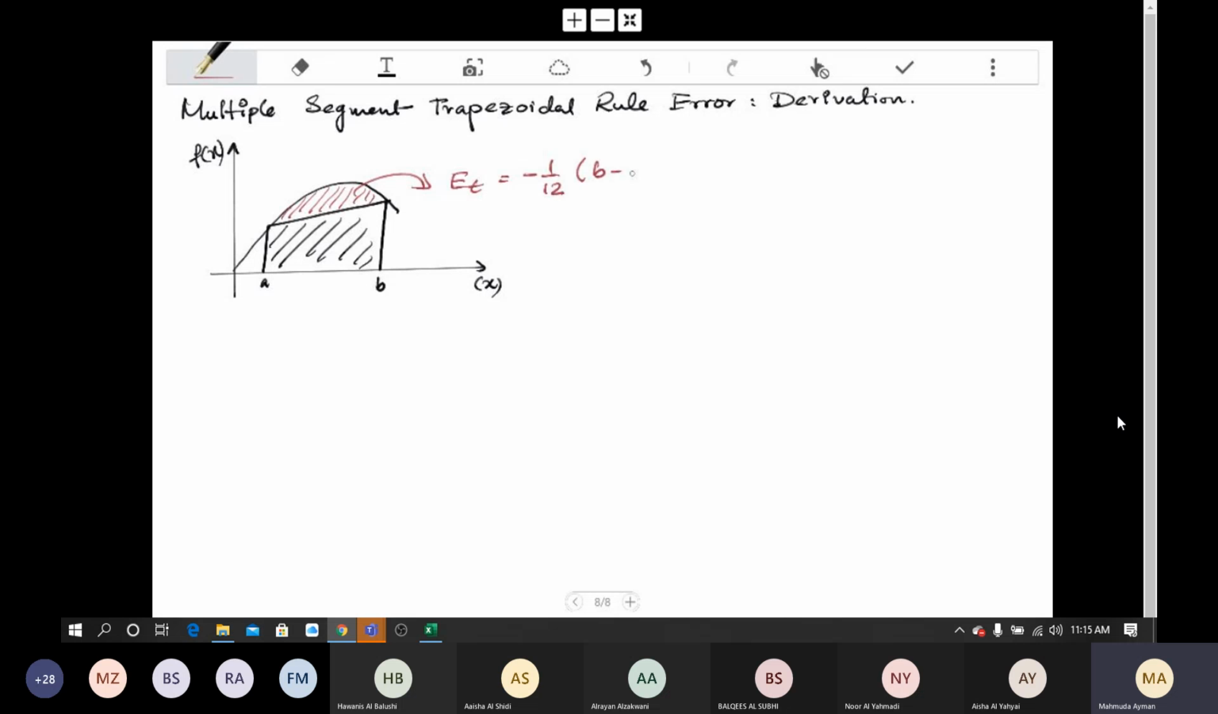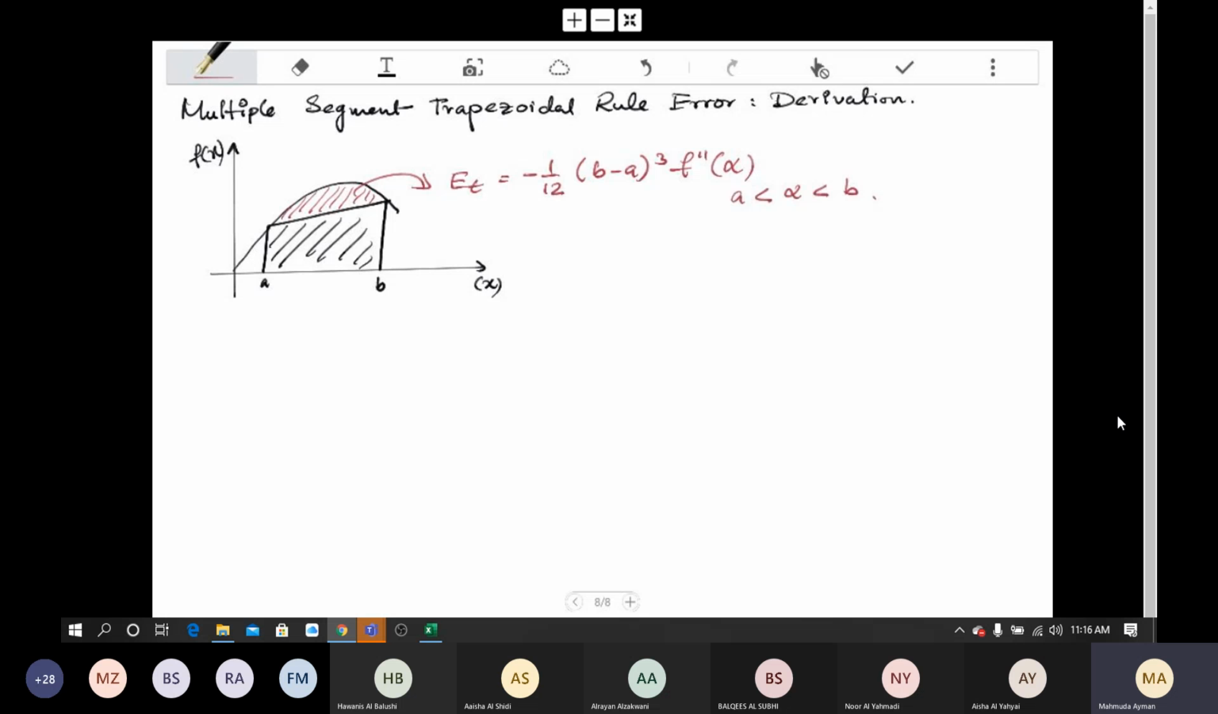(b minus a) cubed times the second derivative of the function at a certain value alpha. So this alpha is unknown, we don't know about it, but we know the range of it. So alpha is in the range from A to B, right? So alpha is a value in our boundary.